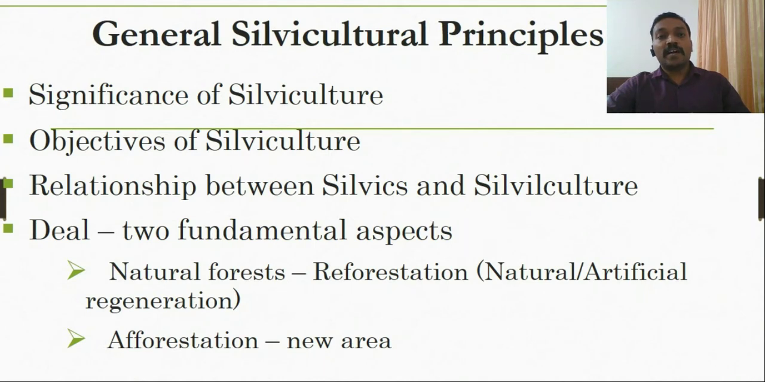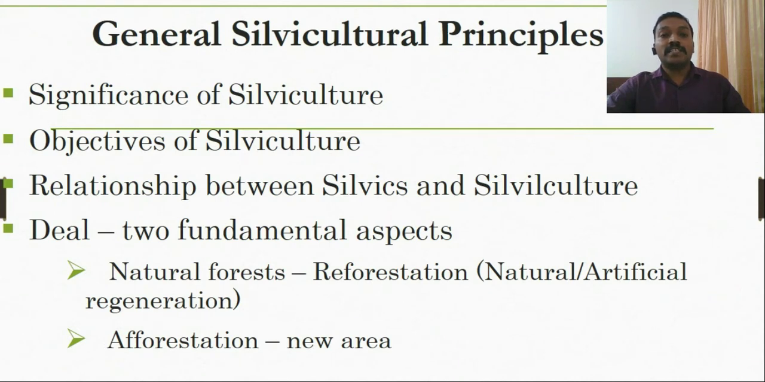And we will also study about the silvics. That is another new terminology I am going to introduce here. This is the general principle or study of general characteristics of forest crop with reference to environment factors. The applied aspect of silvics is known as silviculture. So we will be studying about the fundamental relation between the silvics and silviculture.